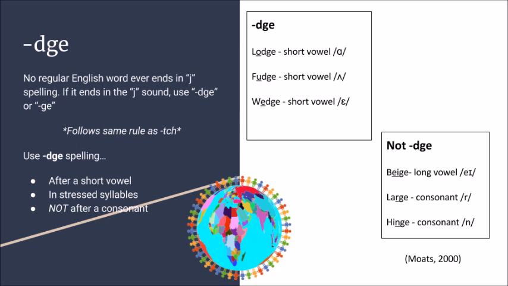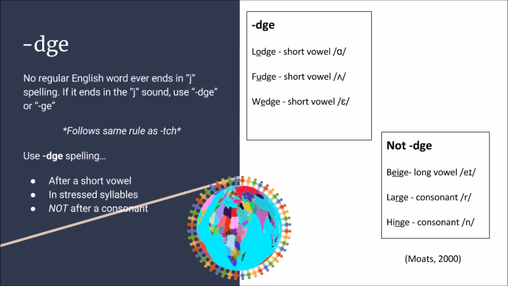DGE spelling follows the same rule as TCH. It is used after a short vowel and in stressed syllables, not after a consonant. It's helpful for students to know that there are no English words that end in the letter J spelling. So if a word ends in the J sound, the spelling will either be DGE or GE.